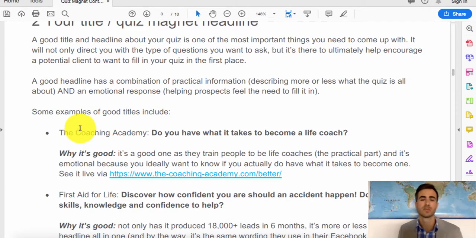Now, a good quiz is ultimately made up of 2 different things. One is the actual practical information, kind of describing what the quiz is actually about. And the second part is trying to draw out an emotional response.